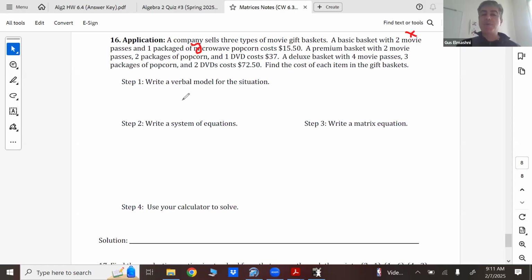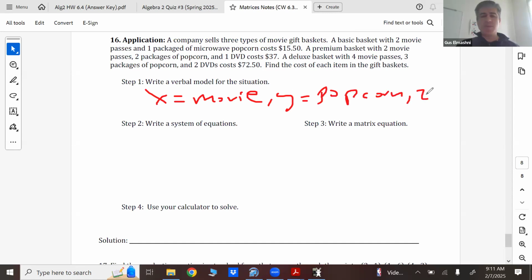All right. Anyway, here's what you want to do, guys. Quiet down, please. Let's let X be the movie passes. Let's let Y be popcorn. And let Z be DVDs. Or you use A, B, and C. I don't really care. Any letters you want, it doesn't matter to me.